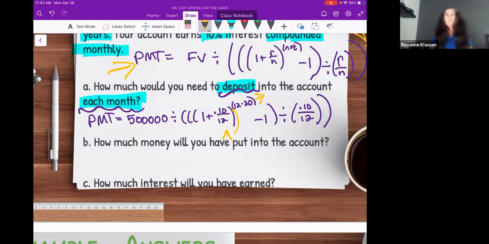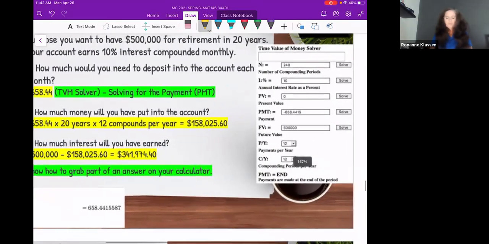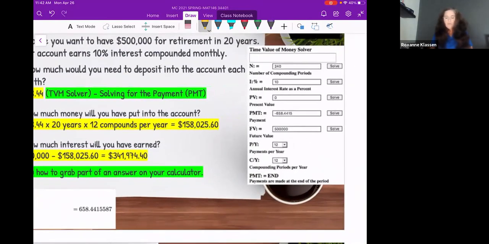And when you do the TVM solver, if you're not careful, like if you don't have a 0 in here to start and you try to solve, it'll give you a weird error. Or if you don't have a 0 in here before you solve, it'll give you an error. It'll say like, what was it saying? Like NaN or something.